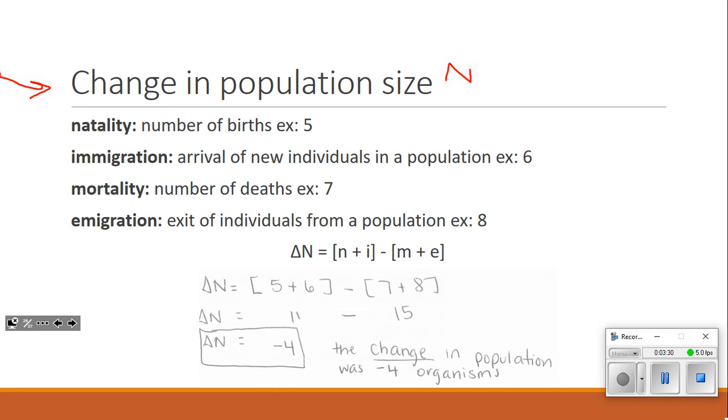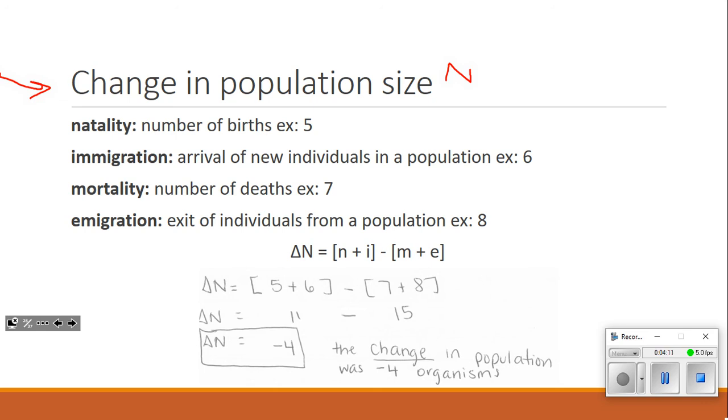Now, if you have your data sheet handy, I'd like you to take a look at it for a moment. I'm looking at this side here, not the side with the mRNA table, but the other side. It says on your data sheet that change in population size, delta N, equals factors that increase population minus factors that decrease population. But it doesn't say what the factors are. I'm telling you these are the factors. So these are not on your data sheet. On your data sheet it just says increase and decrease.